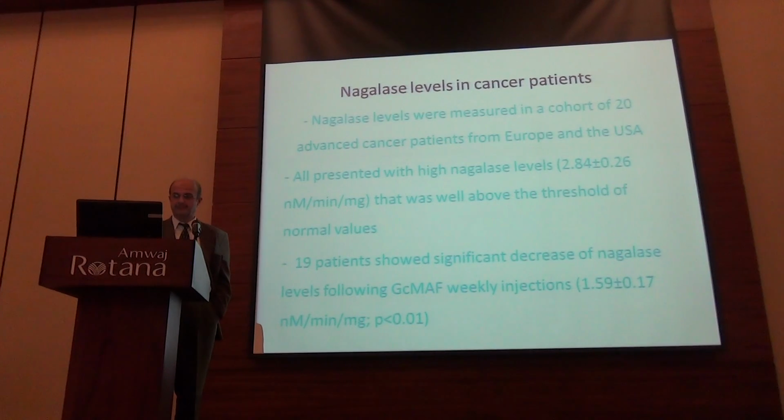And now we have 1.59 nanomolar per minute per milligram. And this is statistically significant, as you see, the p-value is less than 0.01. So there is a significant decrease in the concentration of nagalase with the use of GcMAF. This is in vivo in the patients themselves.